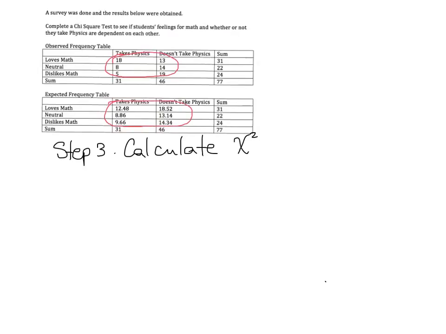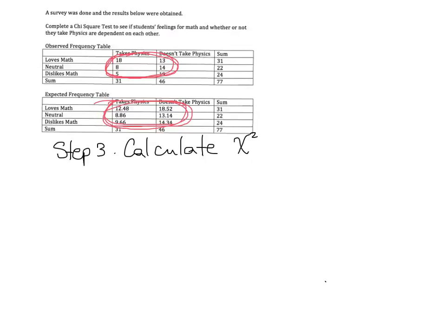frequencies. So a small chi-squared value means that these values that I just circled are very close to each other. A small chi-squared value means that these values are very close to these values, which would mean that they're more than likely independent: the love for math and whether or not someone takes physics. But a large chi-squared value would mean that these numbers and these numbers are far apart from each other. And if they're far apart from each other, that would indicate that love for math and whether or not you take physics are dependent because of that whole probability thing I explained earlier.